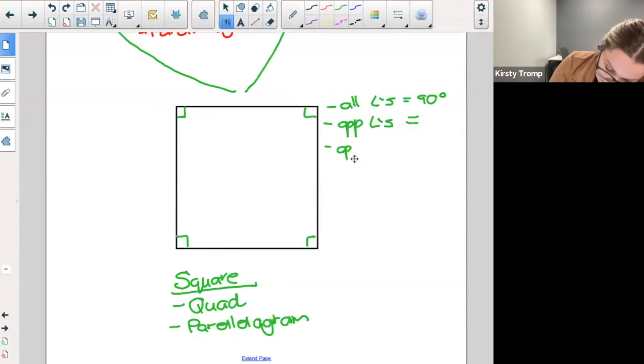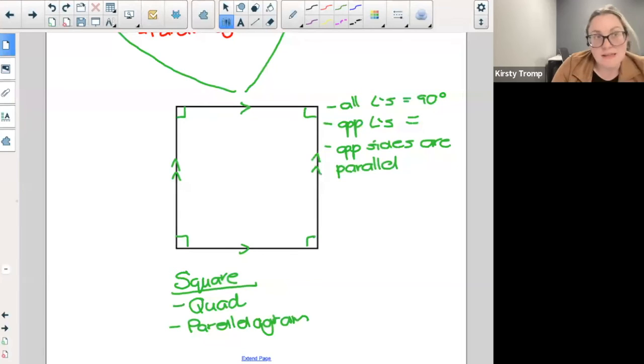The opposite sides are parallel. So that means that this side is parallel to this side, and this side is parallel to that side.